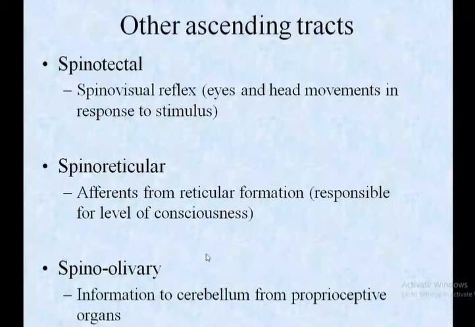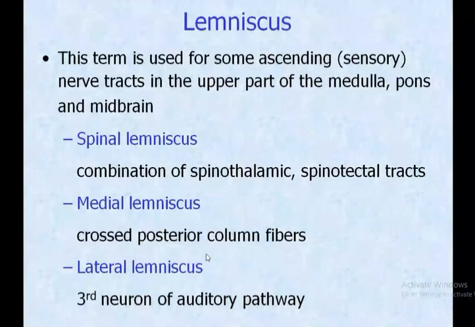Then it's better to know something about the lemniscus system. The term lemniscus is used for some ascending tracts in the upper part of the medulla, pons and midbrain, or let's say in the upper part of the brainstem. The spinal lemniscus is simply a combination of the spinothalamic tract and spinotectal tract. The spinothalamic tract above the level of the brainstem, when it combines with the spinotectal tract, forms the spinal lemniscus.